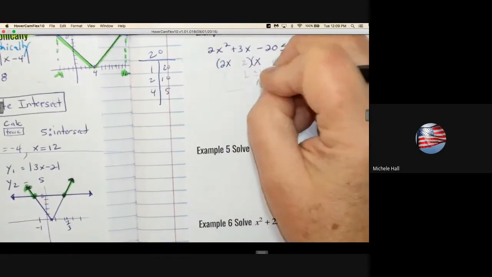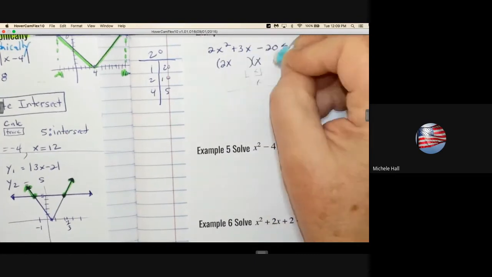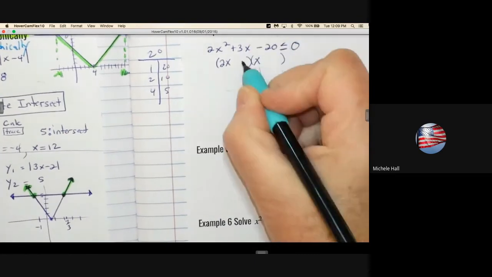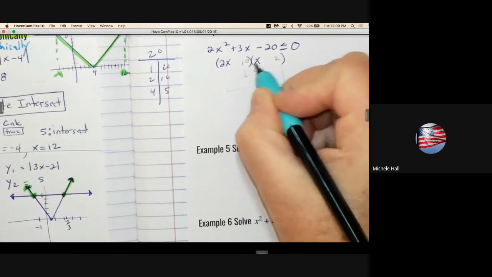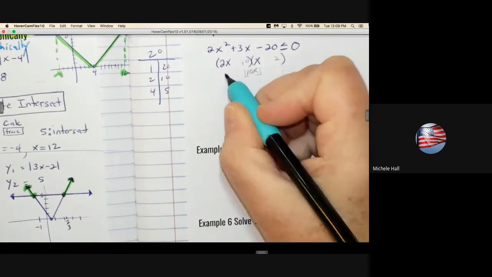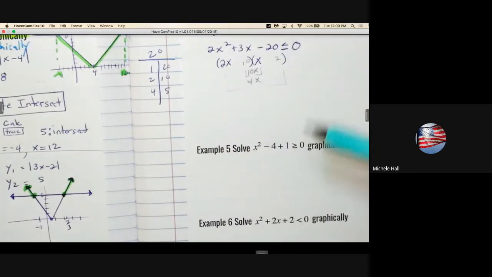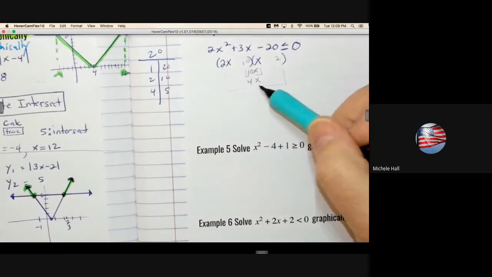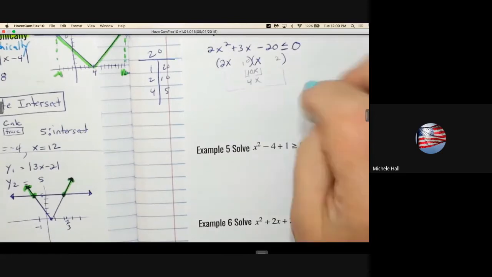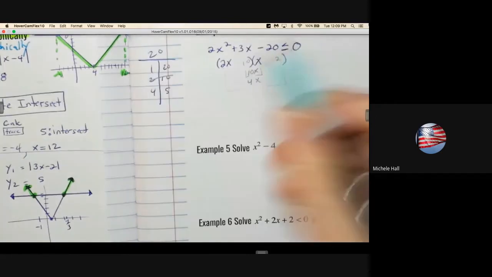Before I get rid of those numbers, I would switch them. The 10 over here and the 2 here. 10 times x is 10x. 2x times 2 is 4x. Will 10 and 4 add to a 3? No. 10 minus 4 is 6. 10 plus 4 is 14. I'm all done with 10 and 2. I didn't see anything that's going to work.